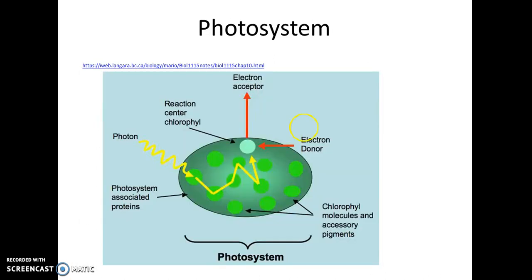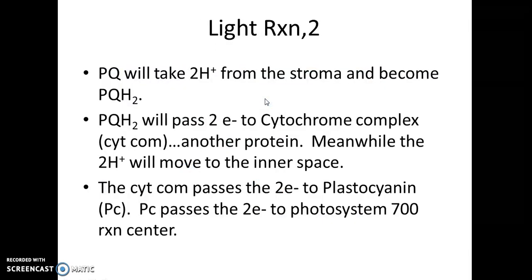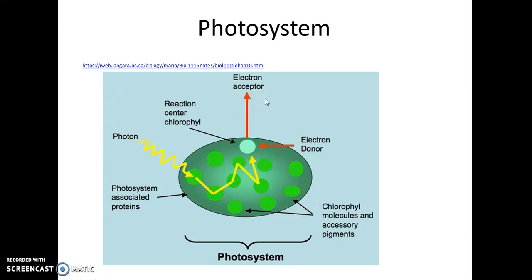And we have here, the photon of light is exciting. The energy is being passed. It hits the reaction center here, and 2 electrons are lost to a higher energy level.